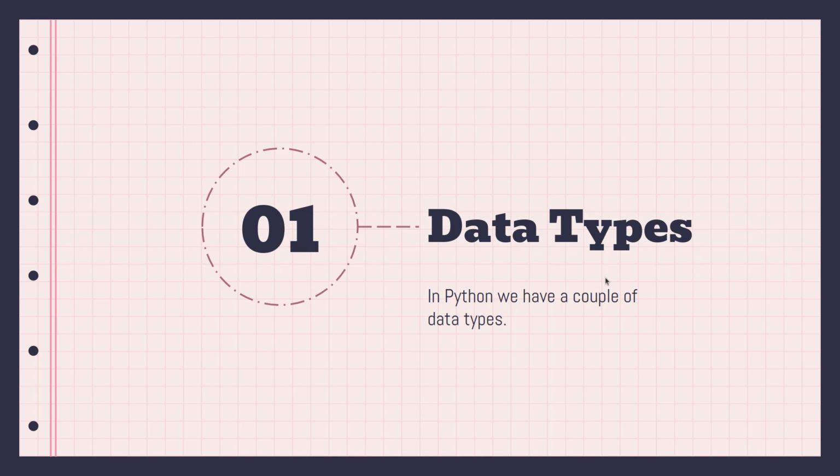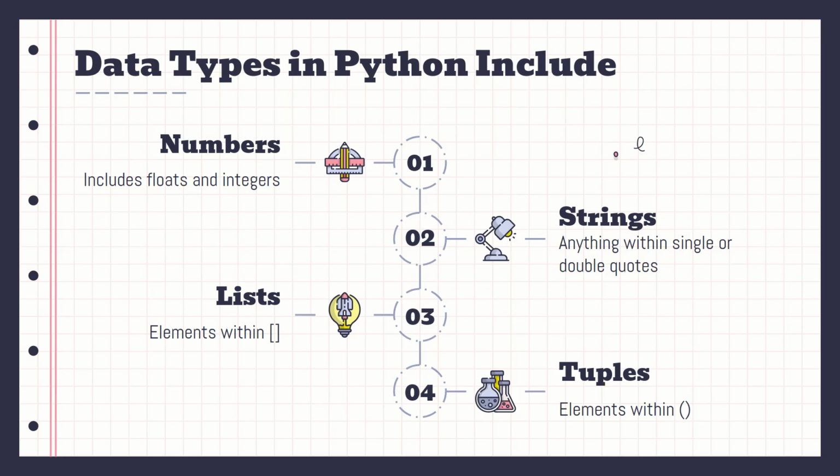So in this tutorial we're going to be looking at the different data types that come with Python. In Python we have a couple of different data types. Let's take a look at them, but mainly we'll be focusing on only lists in this tutorial, though we'll take a quick general look at the other data types that we have in Python.